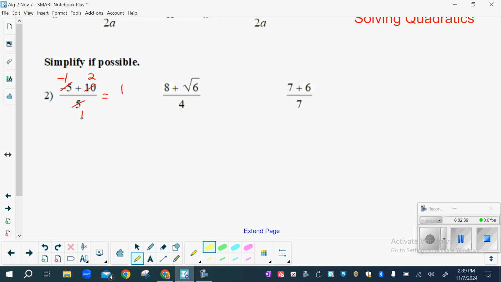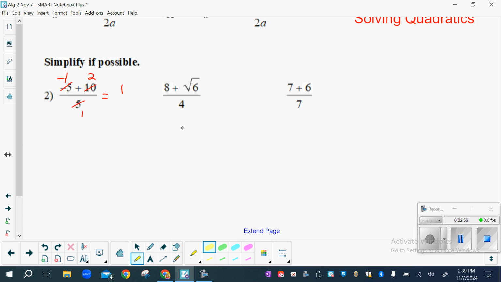What about this one? Can we simplify this here? Is there a number I can take? There's nothing outside of the square root. I can't take something inside the square root. Is there anything outside the square root there? No, so there's nothing I can divide out of all of those. So that's as far as you can go.